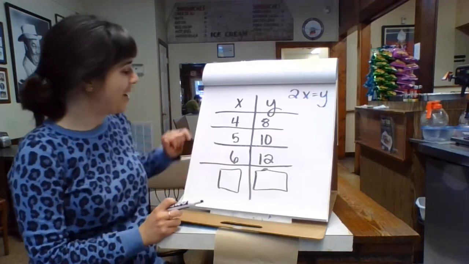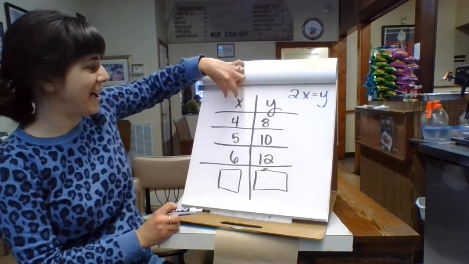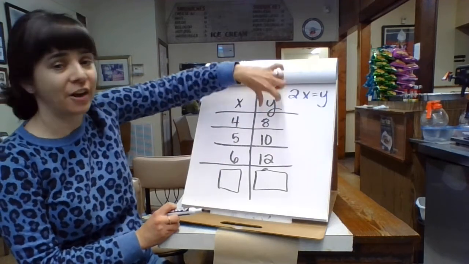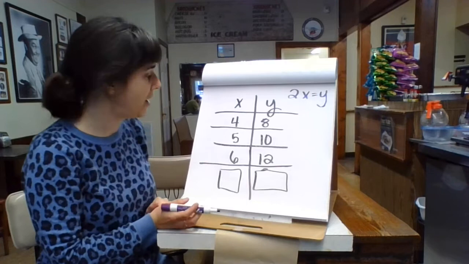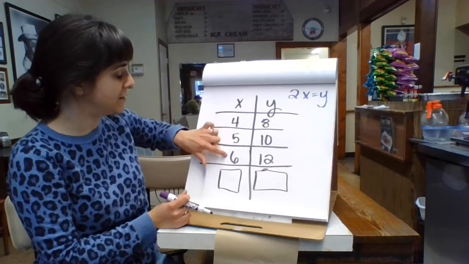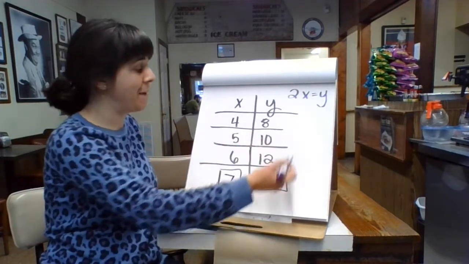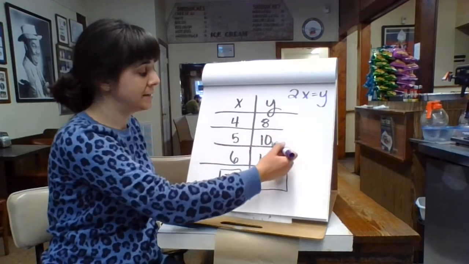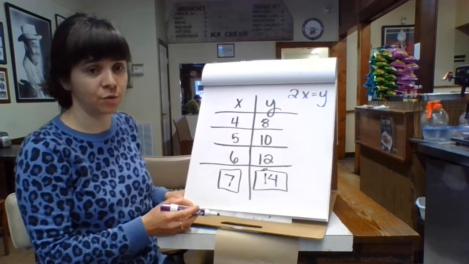It's okay. All right, so really we've got 2 patterns going on. We have a pattern in the x values and a pattern in the y values. So you could actually find the missing numbers that way. I can see here that I'm adding 1 each time. 4, 5, 6, 7. And then in the y column, I'm adding 2 each time. 8, 10, 12, 14. So your missing numbers are 7 and 14.